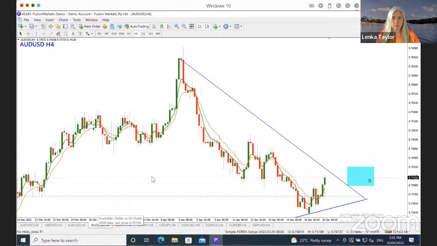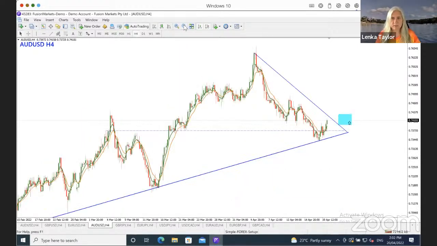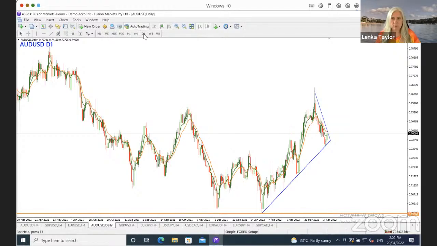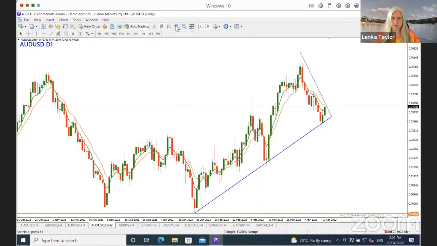Next currency pair I'm looking at is AUDUSD. Now this one at the moment is a little bit indecisive, but overall I'm looking for long just because of the pattern that we're seeing here on the daily. What we have here is a high, a low, a high, and a higher low. So based on that, I would be looking for long.